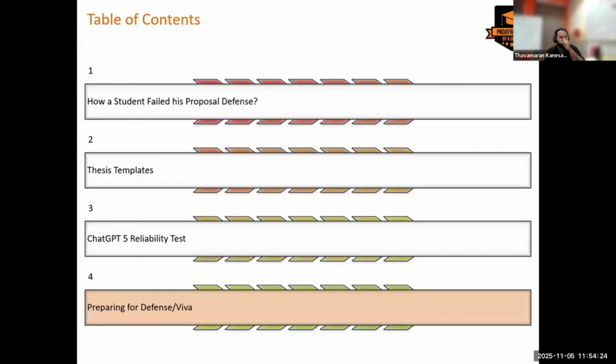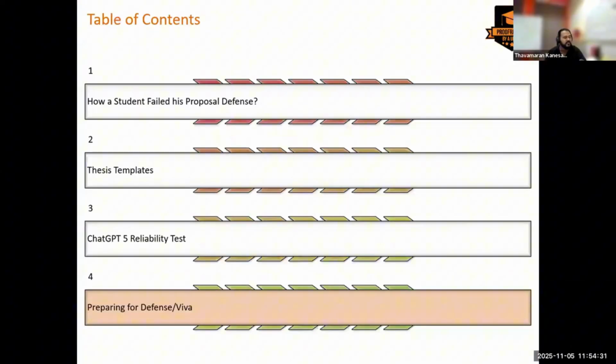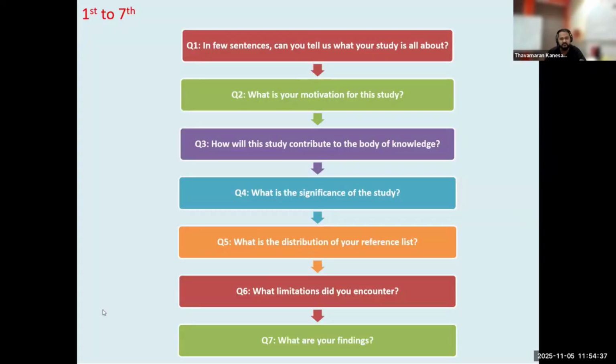Okay. The final bit of the class today. This is what and how you prepare for your defense or Viva. Okay, this is the kind of questions that you may get in your Viva, in the current AI age. Okay. Question 1. In a few sentences, can you tell us what your study is all about? Very simple, straightforward. What is your motivation for the study? Motivation, easy. Okay. Is AI similarity acceptable? Not acceptable. Same like Turnitin, not acceptable.